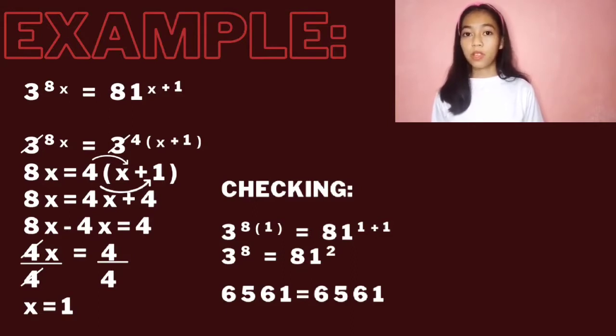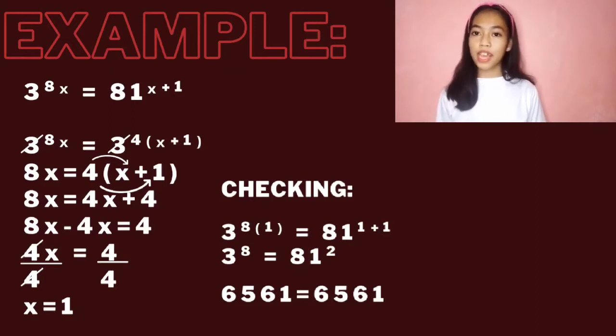4. Next, 8x minus 4x is equal to 4x. Then divide both sides by 4 and it will become x equals 4 over 4, or can be converted as 1. So our final answer is 1.